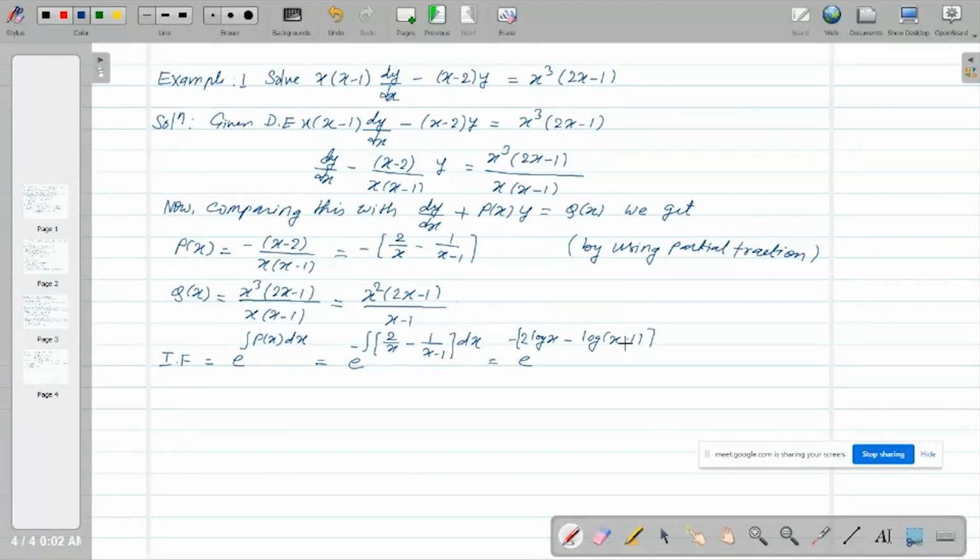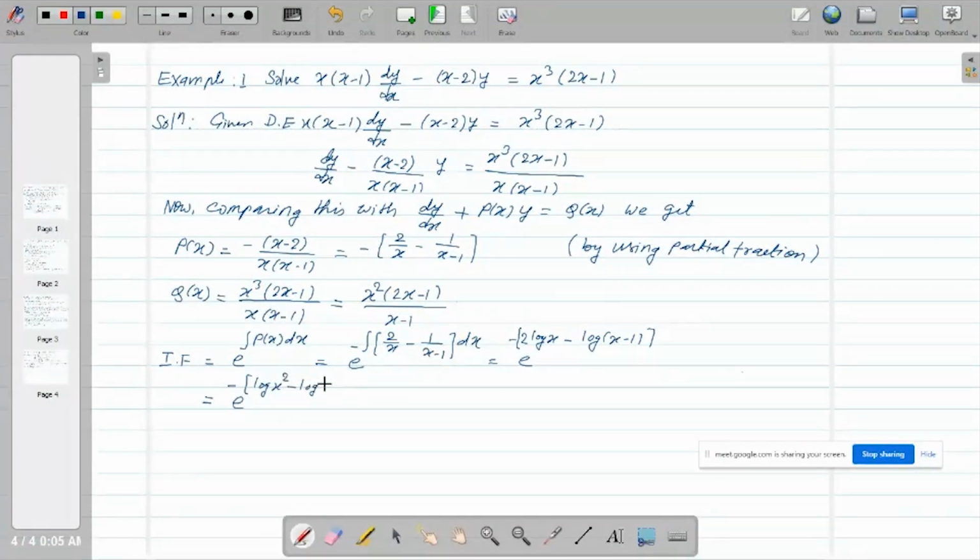Okay, just simplify the exponential function. So I am writing here, this equals minus log of x square and minus log of x minus 1. Just simplify this. So e raised to minus, this is log a minus log b, which can be written as log of a by b. Okay, so log of a by b, a is x square, b is x minus 1.